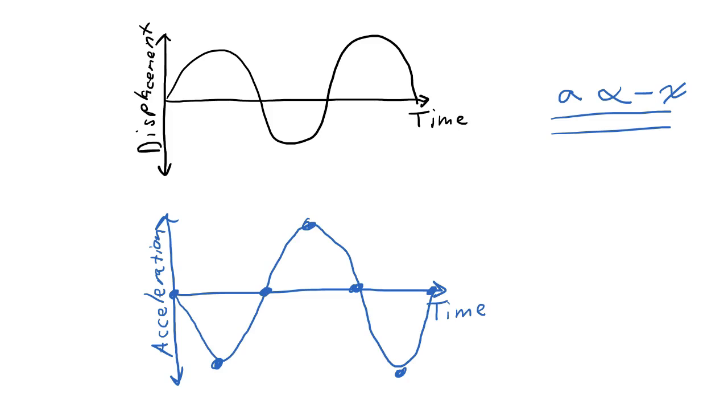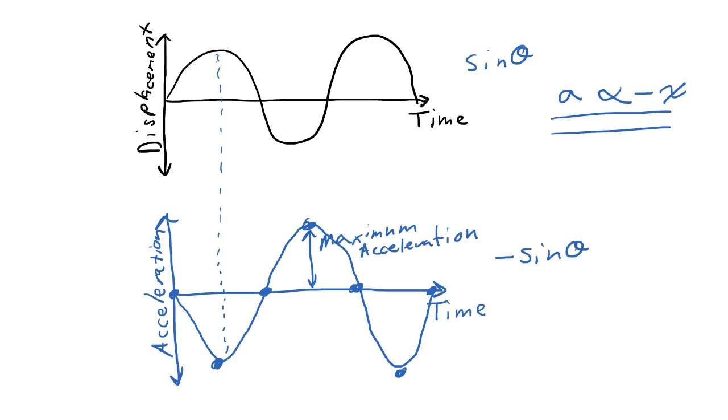So we see that the displacement time graph and the acceleration time graph are opposites of each other. If my displacement time graph, we already said, was a sine function, then my acceleration time graph is going to be a negative sine function. Some things worth noting are that when my acceleration time graph peaks, the amplitude here is my maximum acceleration. The other thing worth noting is that when my displacement is at maximum, my acceleration's also at its maximum in magnitude, but opposite in direction.